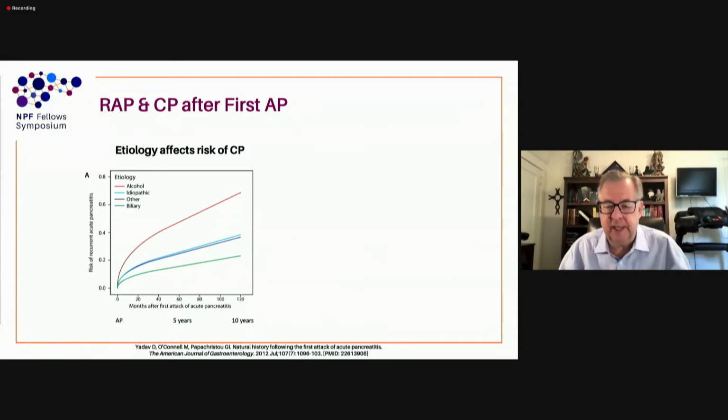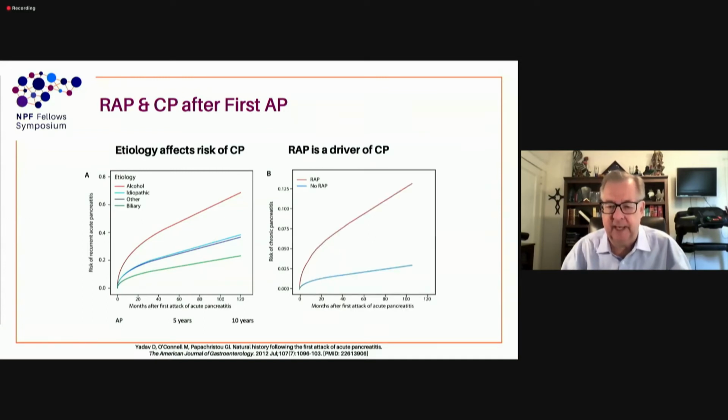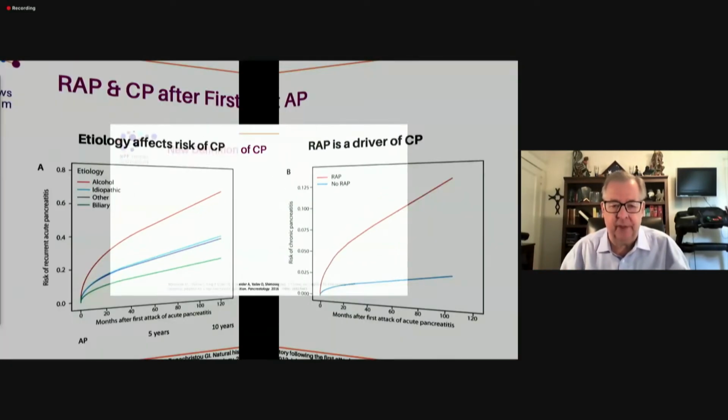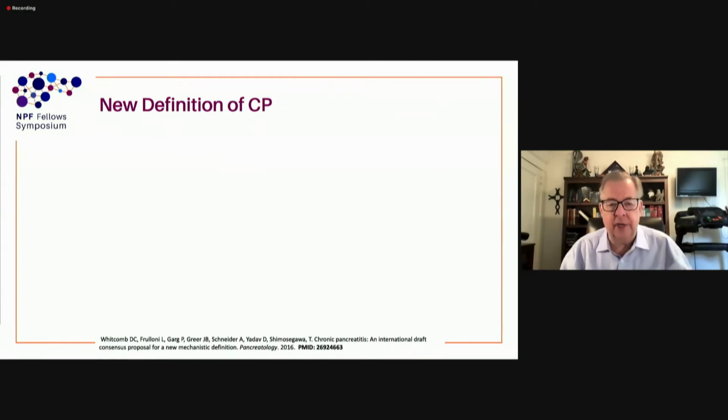But we also see that recurrent acute pancreatitis is the major driver of chronic pancreatitis. And so with the first episode of acute pancreatitis, it behooves us to understand the etiology and the driver and prevent recurrence. This required a new definition of chronic pancreatitis.